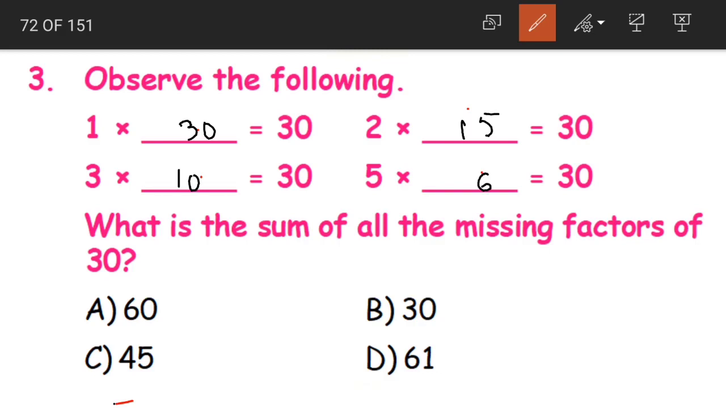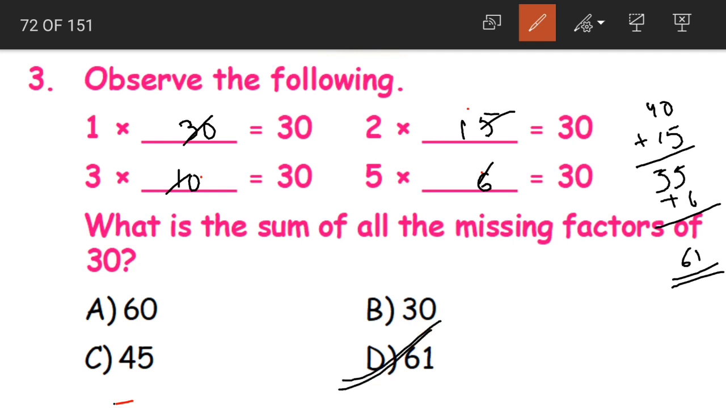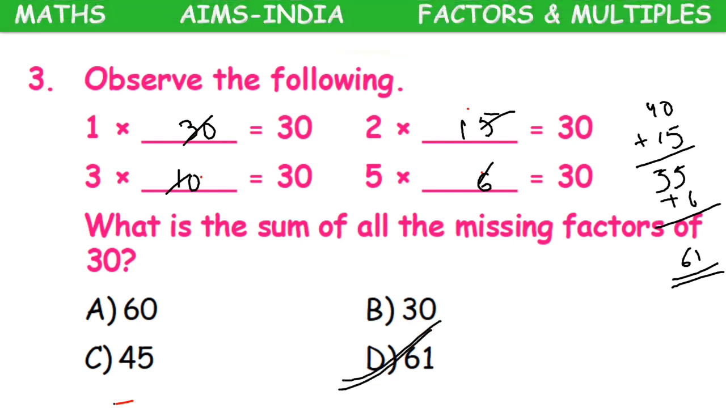Yes, now if we add all these together, 30 plus 10, 40. 40 plus 15 will give us 55, children. Now 55 plus 6 will give us 61 as our sum of missing factors. So option D, 61 becomes our correct answer.